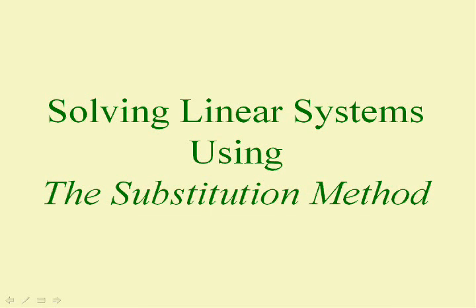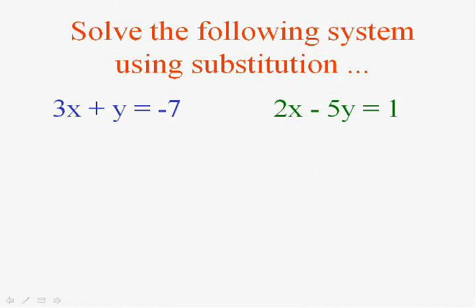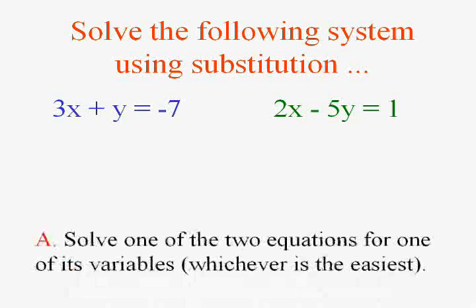Here's how to do it. I'm going to tell you exactly how to do it. You're going to get two equations, of course, right? Each equation has its own line, but we're not going to draw the lines. The first step is to solve one of the two equations for one of its variables, whichever is easiest. In other words, whichever is the closest to being alone.